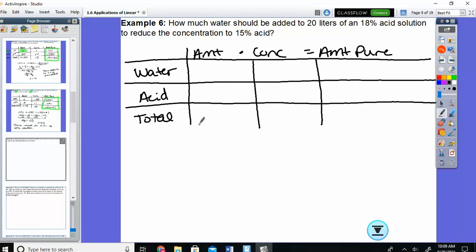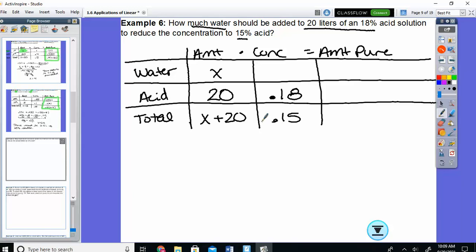It looked like you guys got tripped up on the concentration part. It starts out how much water. So what would I put there? Should be added to 20 liters of an 18% acid. So my amount is 20, my concentration is 0.18. To reduce the concentration to 15%. So where does the 15 go? Total concentration. What would I put here? X plus 20. Okay, so let's talk about this concentration.